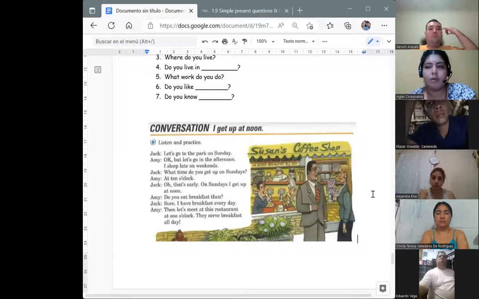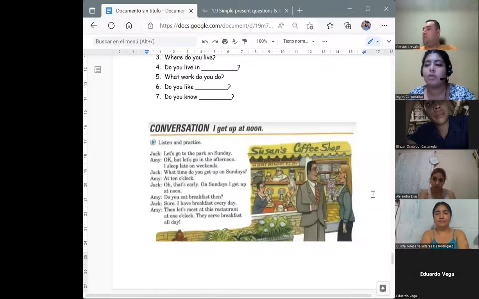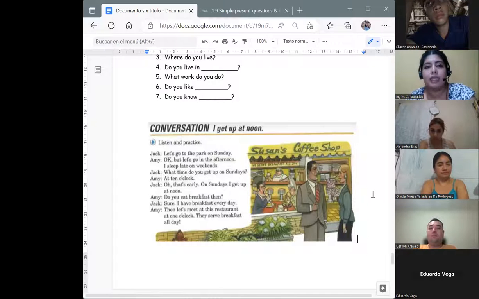Yo creo que la mayoría cuando tenemos los fines de semana libres, lo que queremos es dormir hasta tarde. Pero creo que hay muchos que no podemos, porque ya estamos acostumbrados a nuestro horario y ya no podemos dormir más allá de las 6, I guess. But in this case, they sleep a lot. Ellos duermen bastante el fin de semana, más que todo en el día domingo.